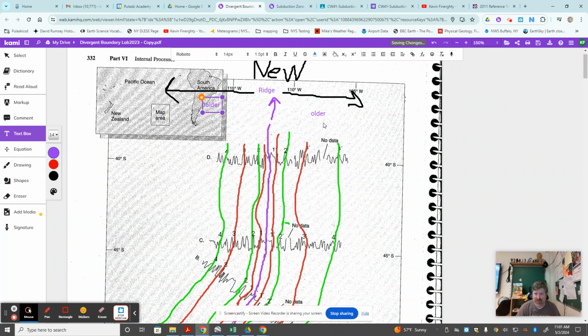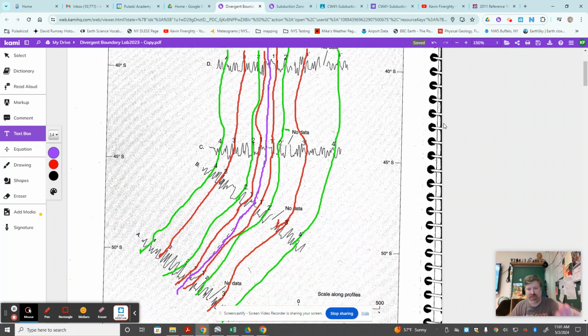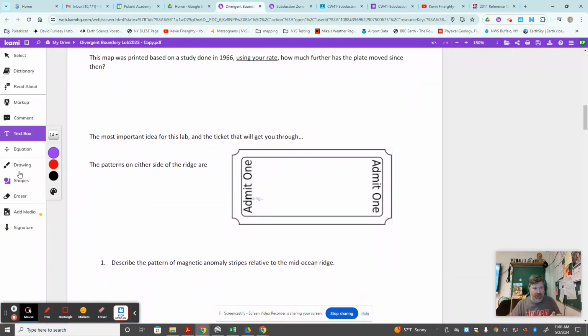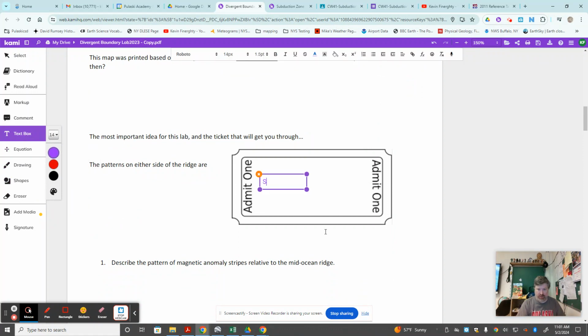The key term to this lab that's going to help you survive is, how would you say that this pattern, you can't see my hand, this pattern on this side compares to this pattern on this side? Hopefully the terms pop into your head. We're going to say, and it's the most important word of this lab, that there's a symmetry. They are symmetrical. Put that right in there in that box in that ticket.